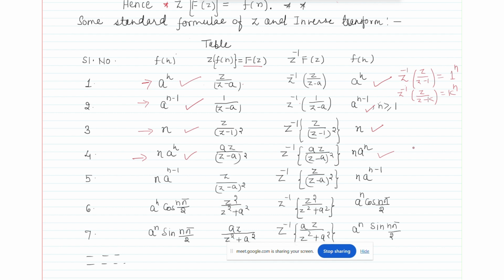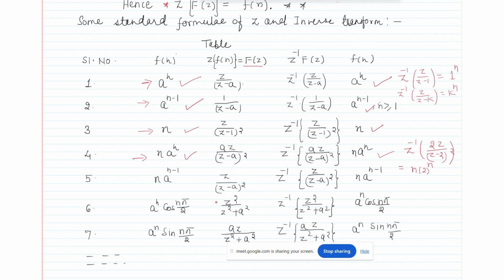I am giving an example for it. Suppose you have z inverse of 2z upon (z minus 2) the square. It is necessary that if it is 2, it should be 2; if it is a, it should be a; if it is 3, it should be 3. So what will be the formula here? We can write n a to the power n. What is a here? a is 2, so the answer is n 2 to the power n, the z inverse of this particular function. In this way we can use this standard formula in questions.